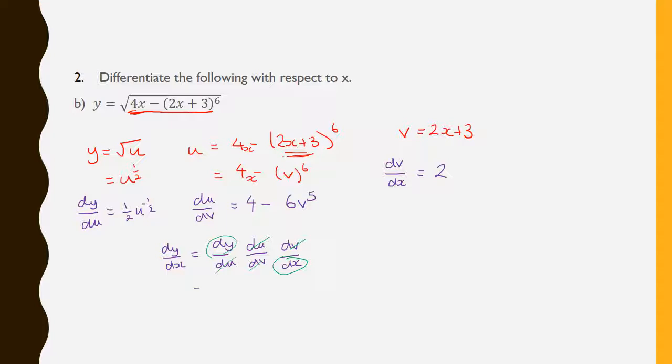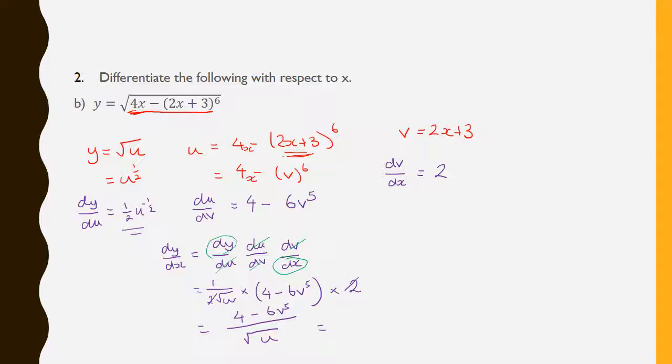So let's substitute in our values. Instead of dy/du, I will get a half. Well, let's actually write this as a fraction, 1 over 2 square root of u. Instead of du/dv, I get 4 minus 6v to the power of 5. Make sure we're using brackets to keep that whole derivative together. And then we multiply it by 2, which was dv/dx. Divide by 2, multiply by 2 cancels out. So we get 4 minus 6v to the power of 5 over square root of u.